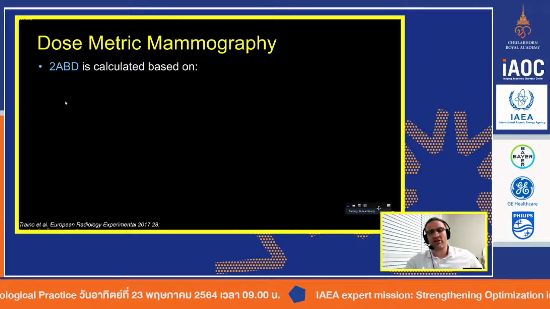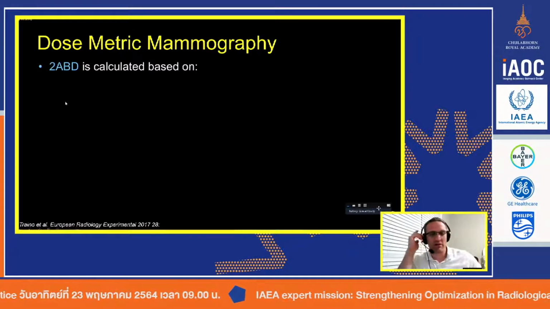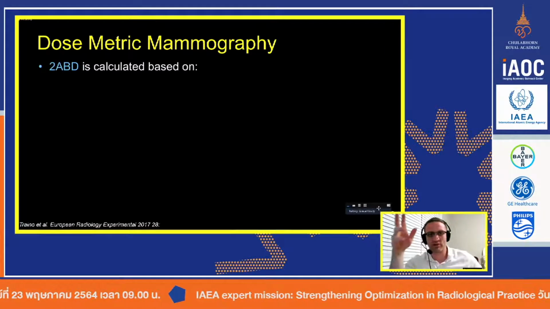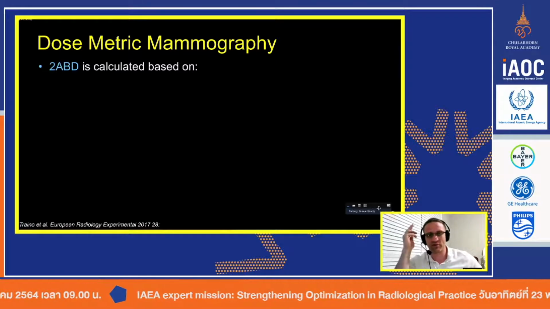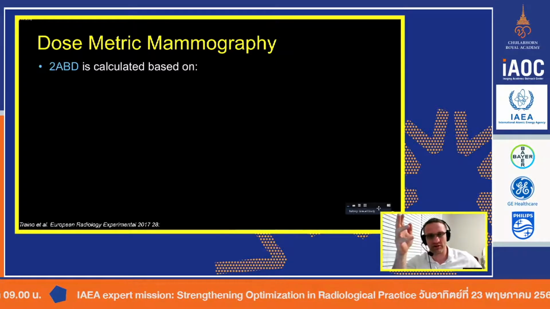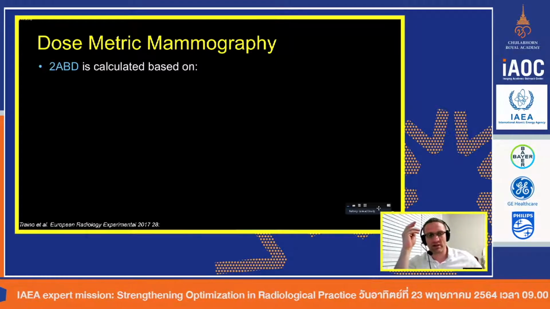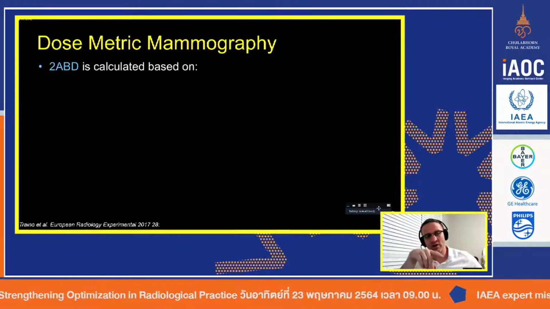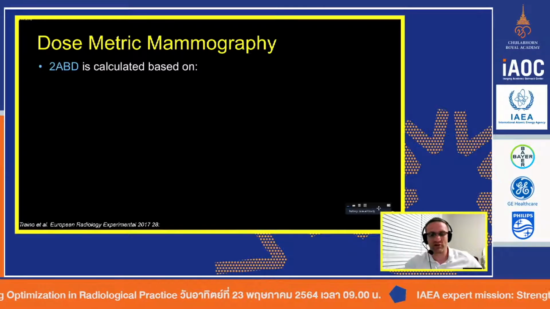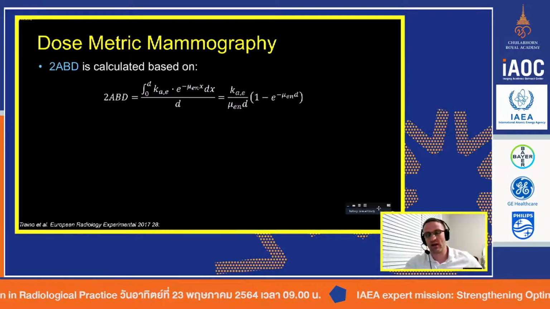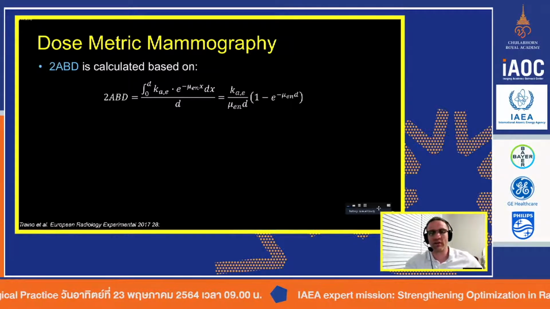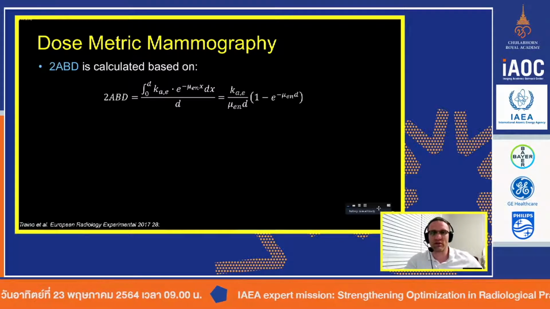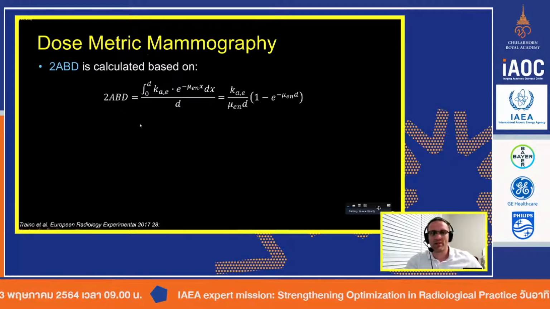All right, I mentioned at the very beginning, mean glandular dose is the primary dose metric for mammography. We've been using that now for 30-plus years. But in the last probably 5 or so years, there's been a lot of talk about this 2D ABD metric. So let's talk about what it is and how it's slightly different than the other mean glandular dose calculations we've been talking about. So here's the equation.